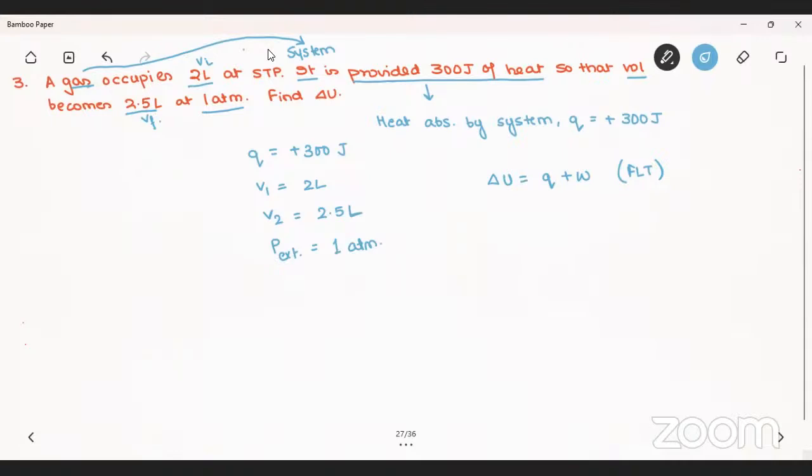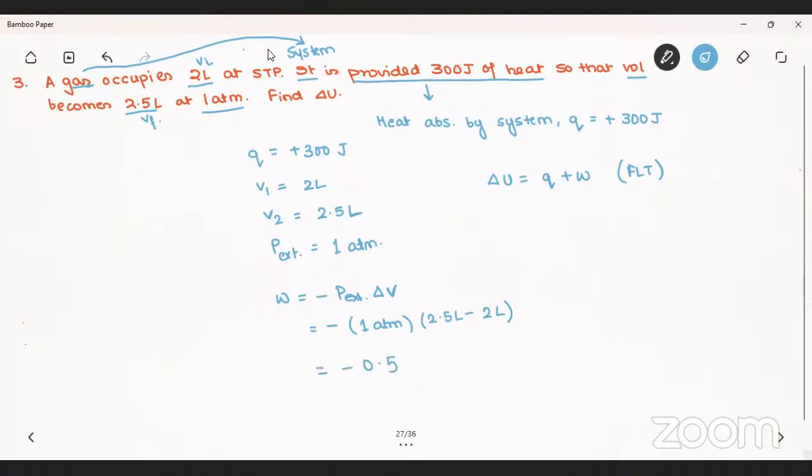No, we need to calculate. Here, reversible, irreversible, open container, cyclic, is anything given? No. So, to calculate work done, we will use the general formula: minus P external delta V. So, what is P external? 1 atm. What is delta V? 2.5 liter minus 2 liter. So, what do we get?